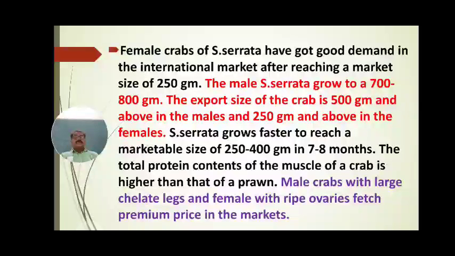It is the most interesting and reliable fact that the muscle proteins present in the crab and the proteins present in the prawn are compared by scientists, and it is observed that the protein found in the muscles of the crab is higher than that of the prawn.